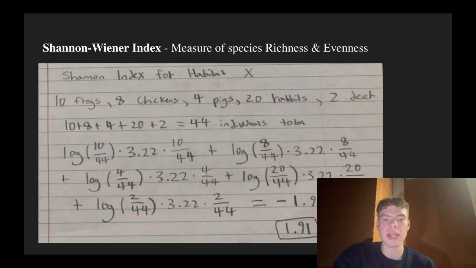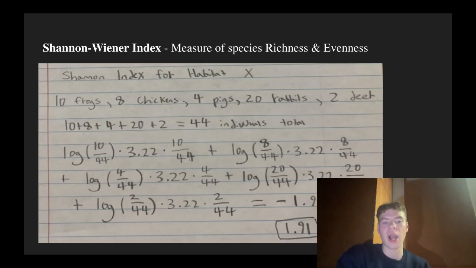So you see here, I did it again. We would do log of 8 divided by 44, log of 4 divided by 44. Once again, you see it for every single species. And we're going to get the number for each species, and we're going to add that all together.